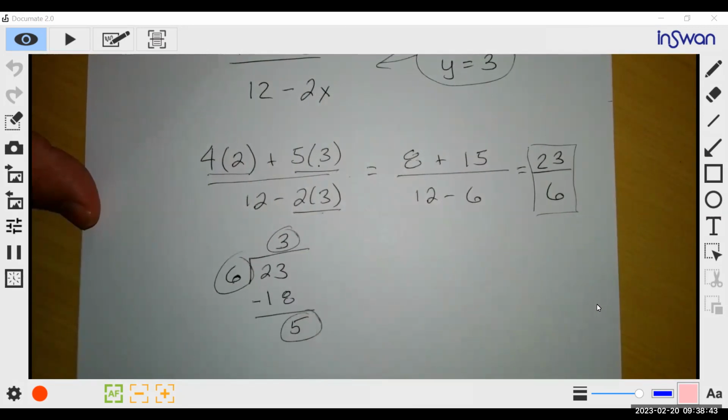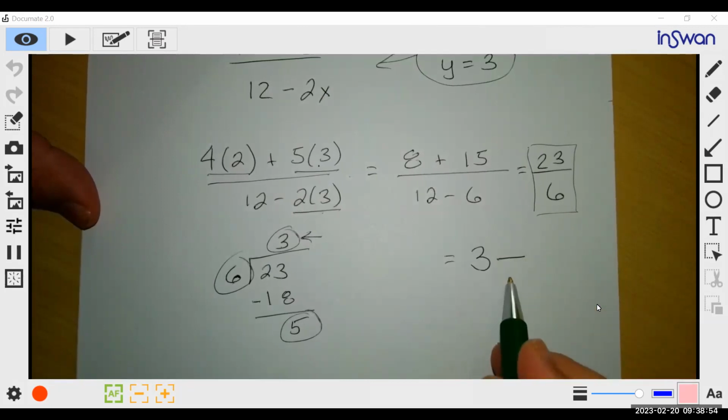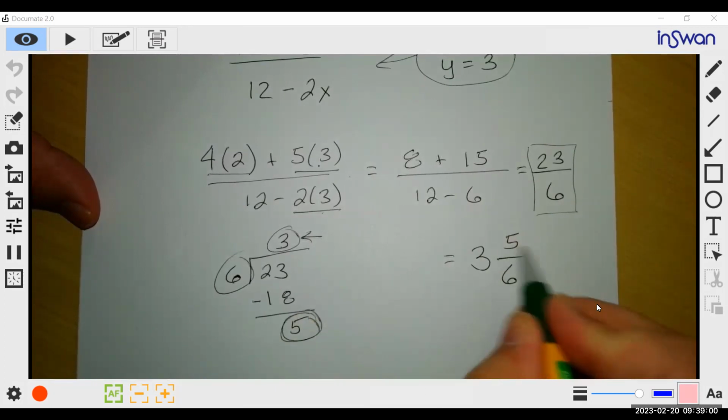So where do these three numbers go? Where does the 3 go? That's the whole number. What number goes on the bottom? Yeah, the denominator always goes there. And the remainder goes there.